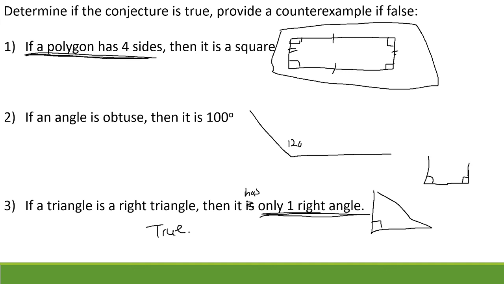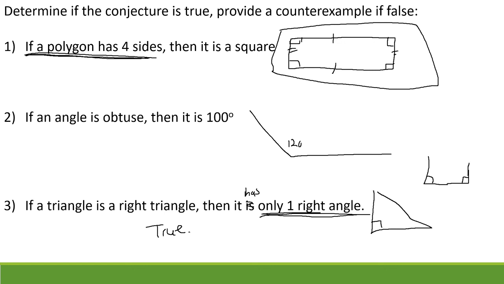Because if I try that, I end up getting a square or a rectangle or some sort of quadrilateral, essentially, or a pentagon even. So in this case, that conjecture is true. There is no way to prove that false. That is a true 100% accurate statement. That in a right triangle, there is only one right angle, because any more than that, you break the rule for a triangle, and that can't happen.